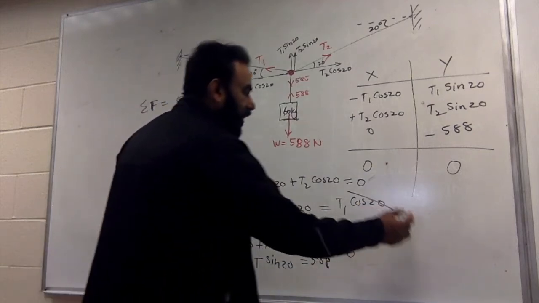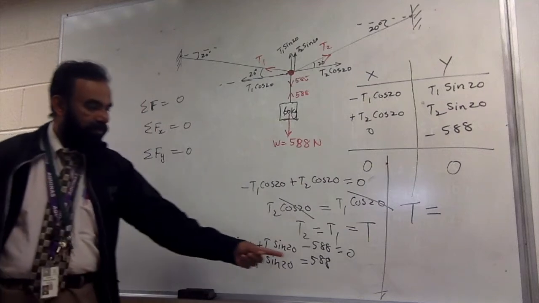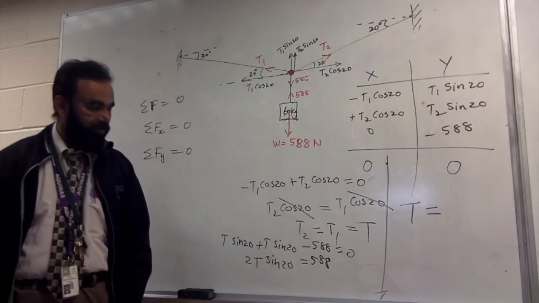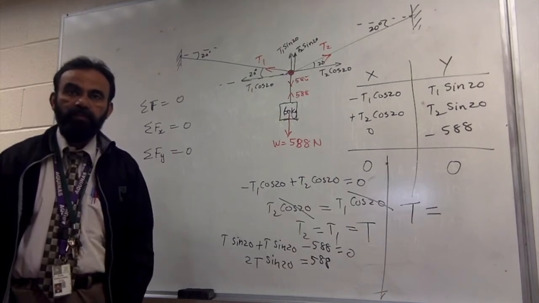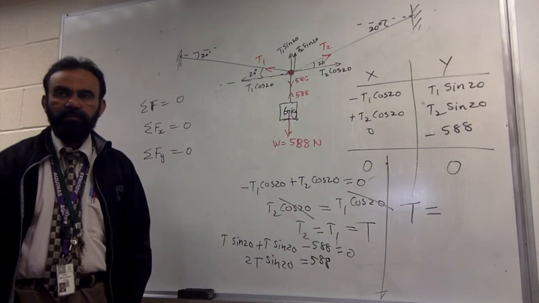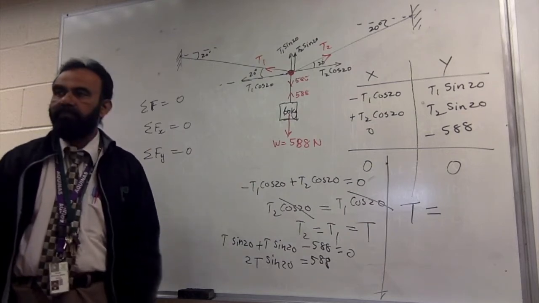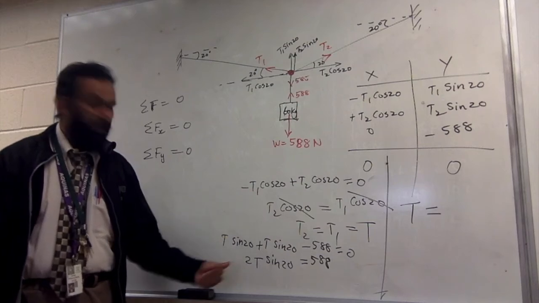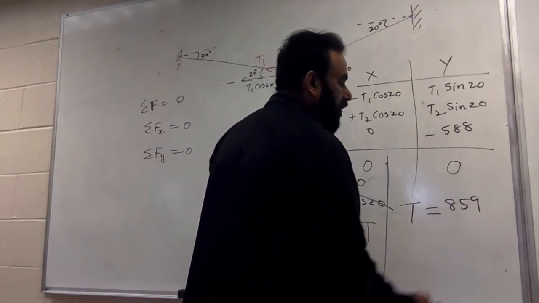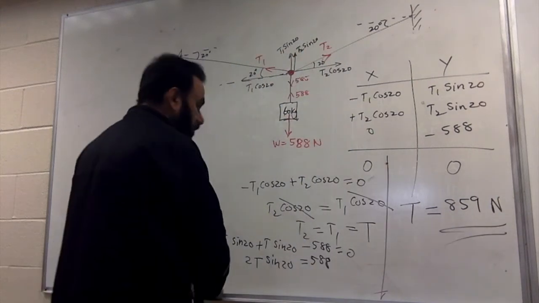So finally, what is T? So 588 divided by 2 and divided by sine 20. How much? 800 something. 859. Make sure it's right first. Right? 860.